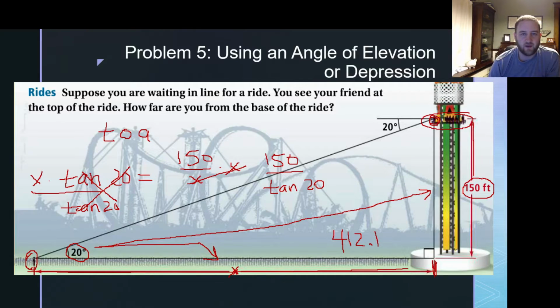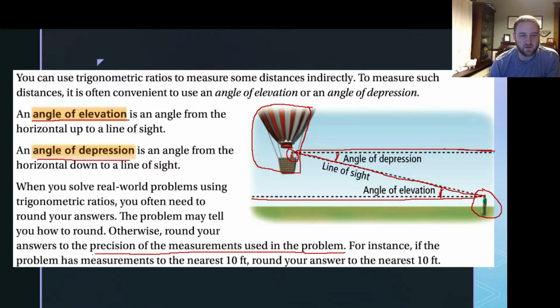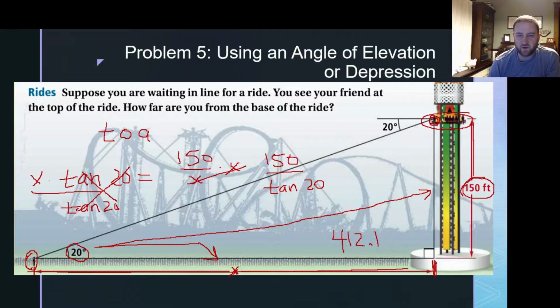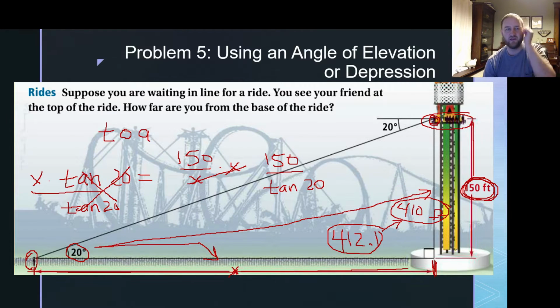Now, according to the previous slide, it says use the precision of the measurements used in the problem. So 150 is rounded to the nearest 10 feet, right? So we're going to round this to the nearest 10 feet as well. So we're going to round this down to 410 feet. So it says round to the measurement that it says right here in the problem.